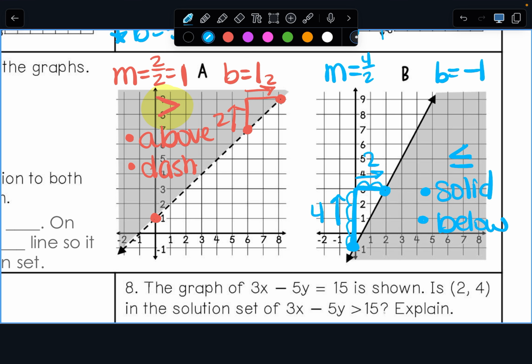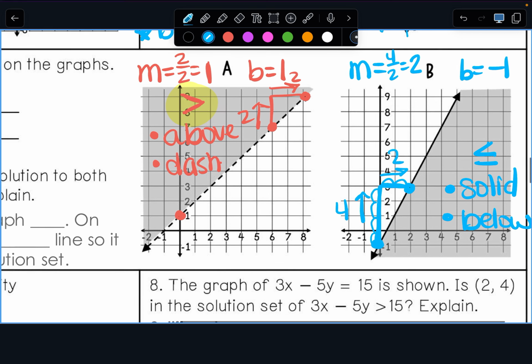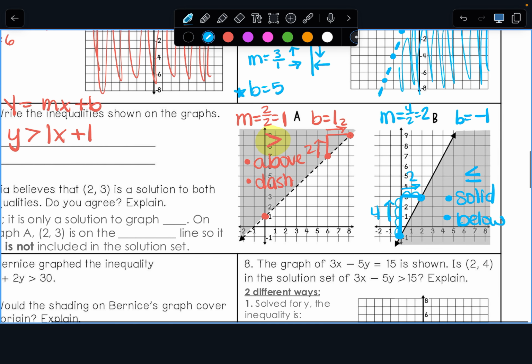Okay, so 4 over 2 is 2. So yes, (1, 1) is a good point. All right, let's write our inequality. y is what? Less than or equal to 2x minus 1. You plug in the slope, you plug in the y-intercept. Yes? Okay.